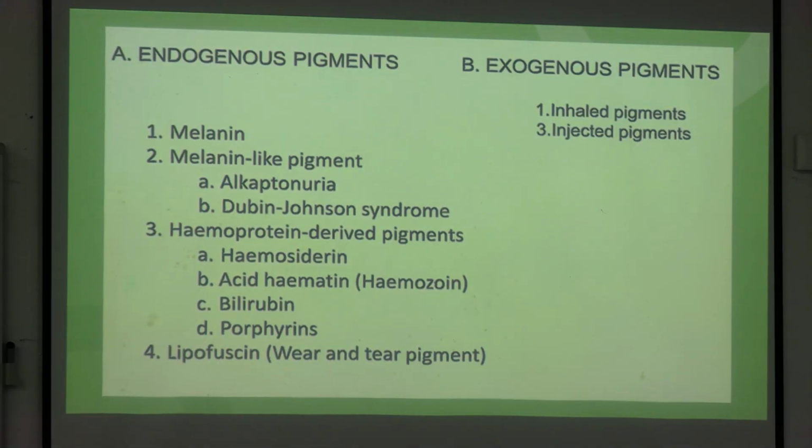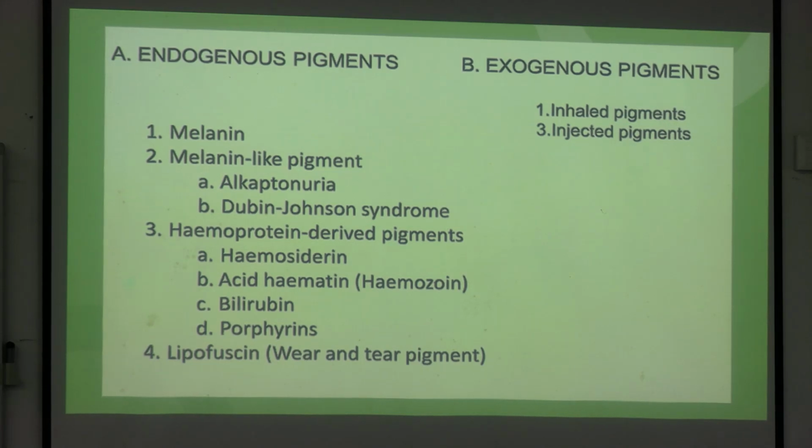So there is a list of endogenous pigment and exogenous pigment. Endogenous pigment: melanin, melanin-like pigment like alkaptonuria and Dubin-Johnson syndrome. It is liver, hereditary disease, okay. Hemoprotein-derived pigments: hemosiderin, hemozoin, bilirubin, porphyrin, lipofuscin. So this is a list of endogenous pigment, but most common is melanin, okay.